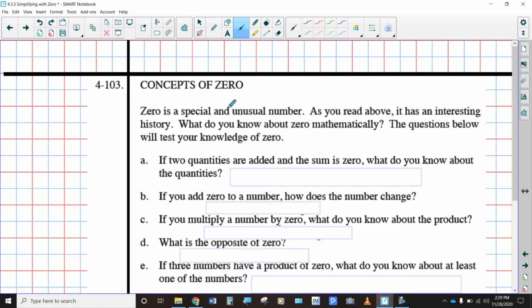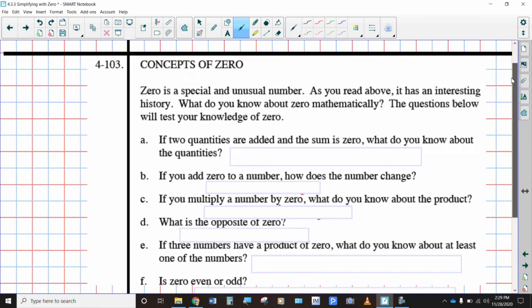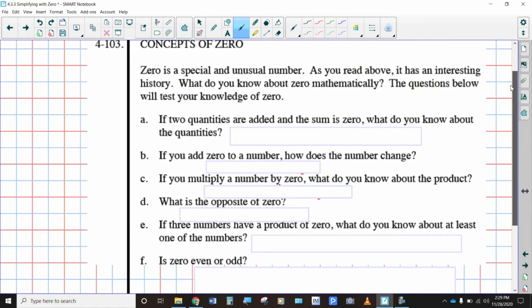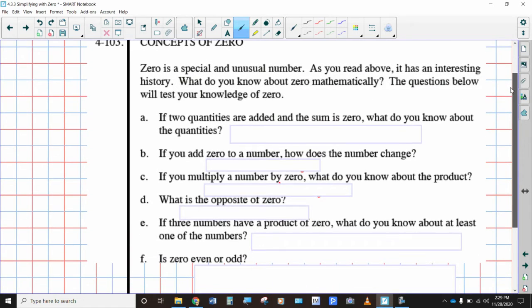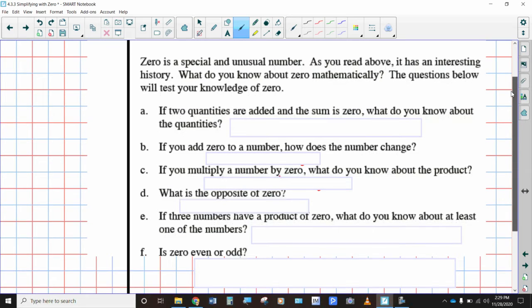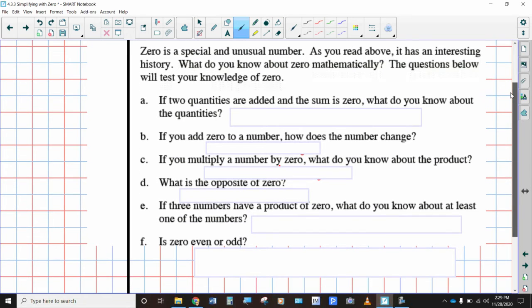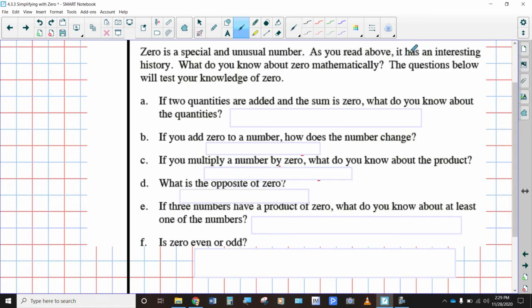All right, so the concept of 0. These are some good questions for us to wrap our brains around as we're thinking about the meaning of the number 0. 0 is a special and unusual number. As you read above or in the previous slide, it has an interesting history. What do you know about 0 mathematically? These questions will help test your knowledge.